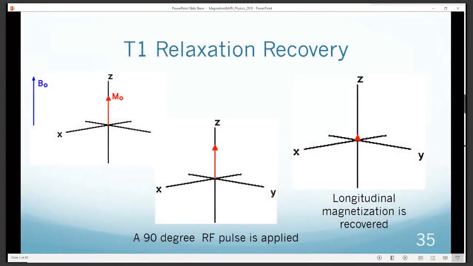So this is a graphic display of how T1 works. You have recovery of the magnetization. There, it goes in that direction, and then it goes back up. So after a 90-degree pulse happens, it goes down, but then it comes back up.